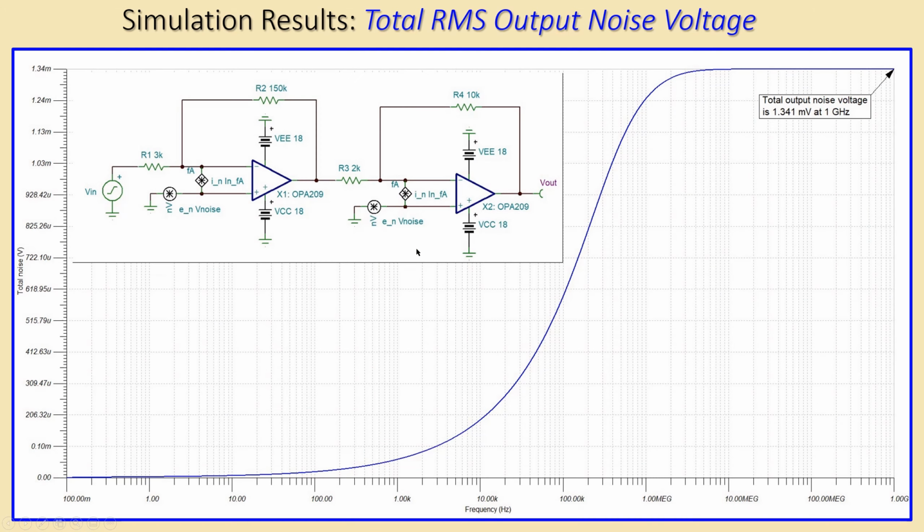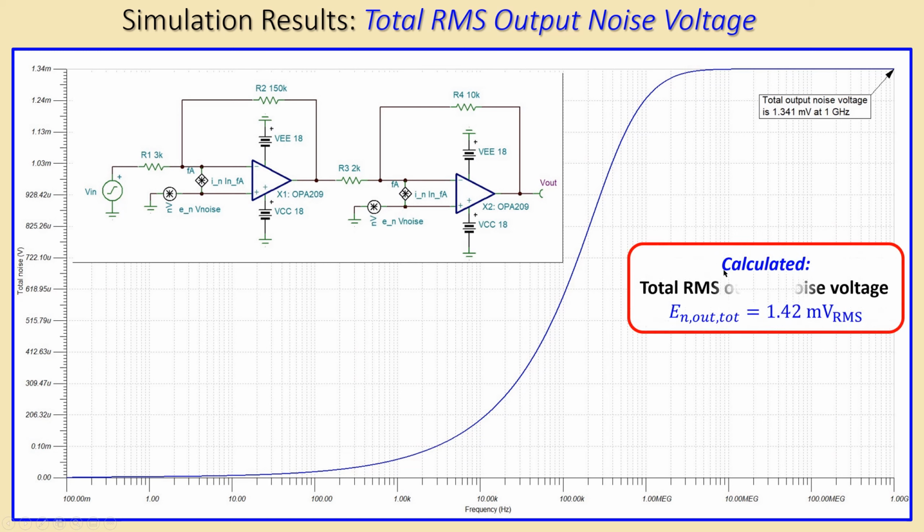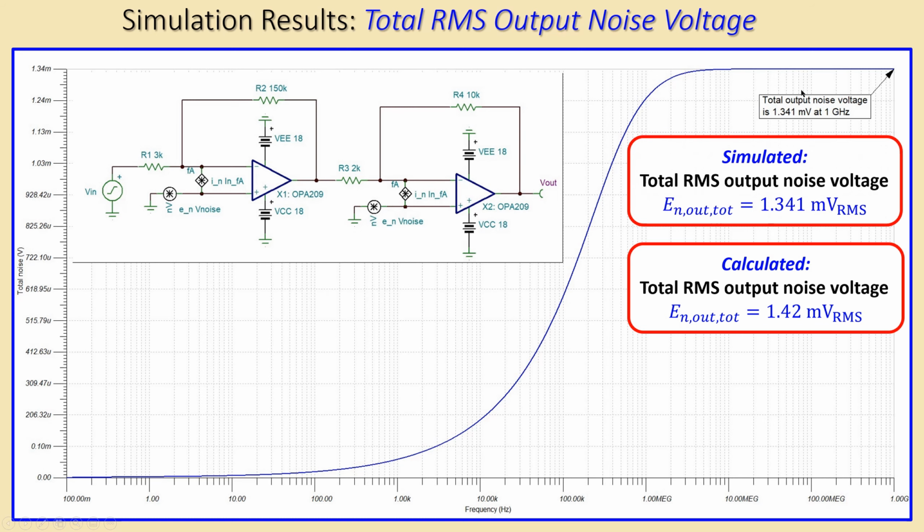Now also a very important one is the total RMS output noise voltage. That's what we really need to check. Now we can see here that our calculation was 1.42 millivolts RMS, but I can see here in the simulation it is 1.341 millivolts RMS. So there is some difference here. So it is lower, and we already discussed something about this low noise bandwidth due to the pole of the second stage.